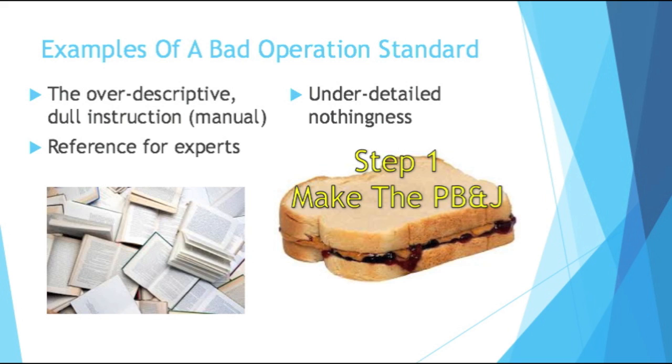Then the other type of bad operation standard I see a lot is under-detailed nothingness. So just very generic instructions that don't actually tell you how to do the job. Imagine if for some reason you did not know how to make a peanut butter and jelly sandwich. You weren't familiar with the tools or the materials. And you got an instruction that said, step 1, make the PB&J. That is pretty much useless. But there are a lot of instructions out there that are already like that.